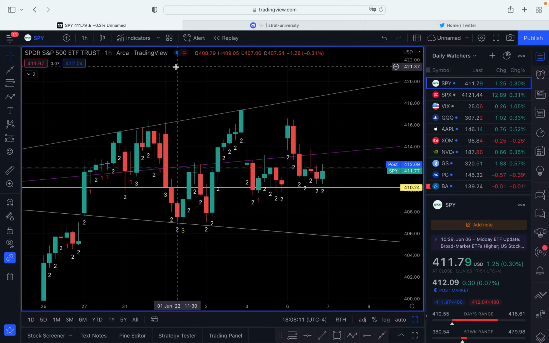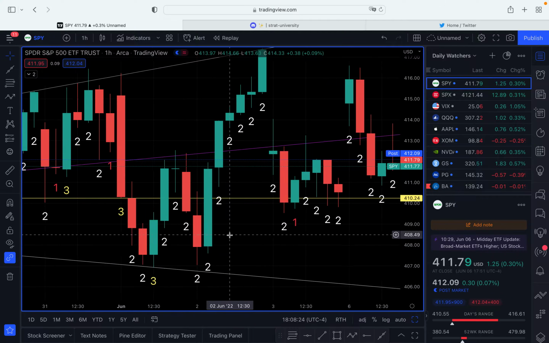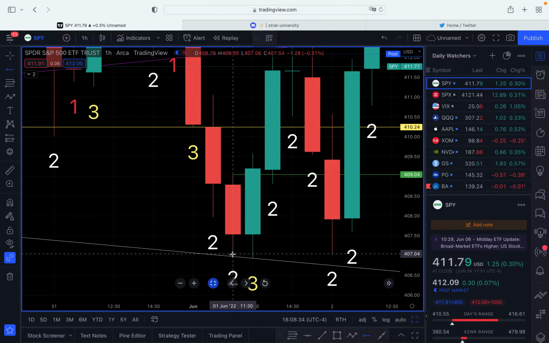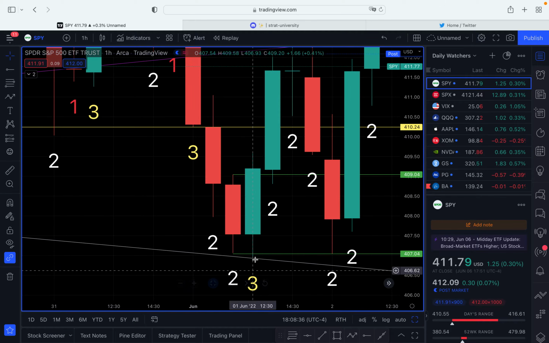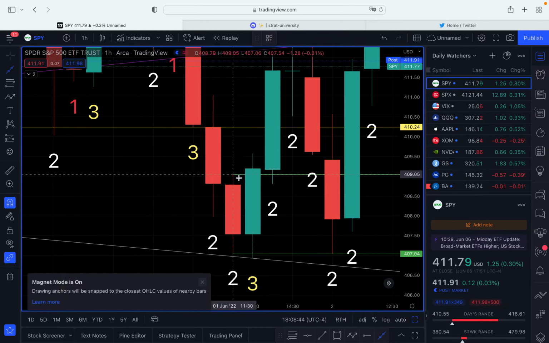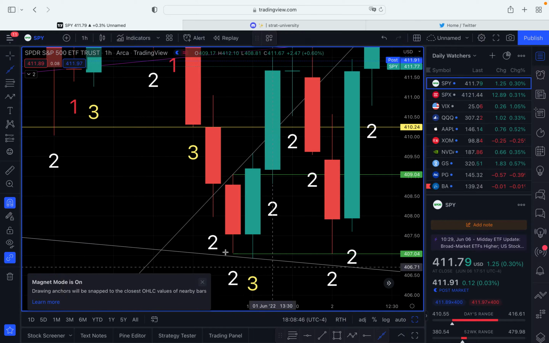Why do broadening formations even exist? The reason they exist is because we know outside bars exist. What is an outside bar? We know from episode 1, an outside bar is a bar that takes out the high and the low of the bar before it. Let me zoom in right here. There's your high and there is your low. This bar took out the high and took out the low, making this a 3, making it an outside bar. If you were to connect these points and go to a lower time frame, this would be another broadening formation on a lower time frame.